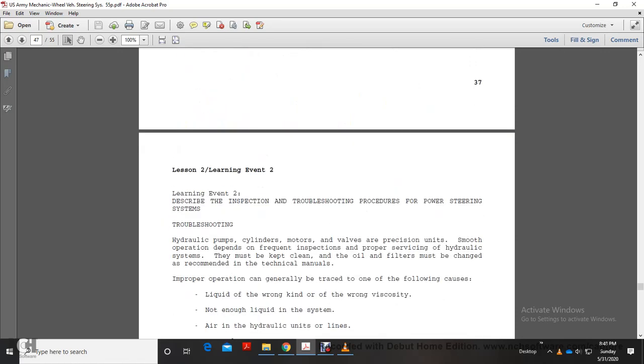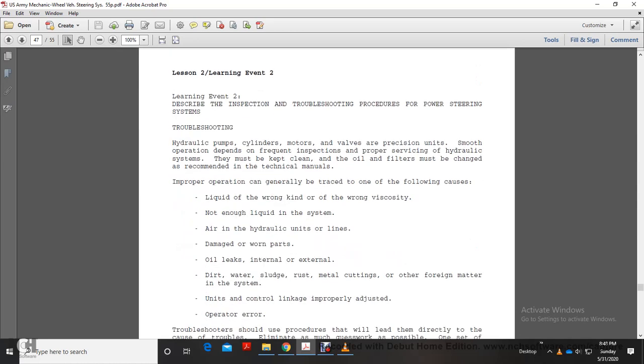Lesson 2: describe the inspection and troubleshooting procedure for the power steering system. Troubleshooting hydraulic pumps, cylinders, motors, and valves, which are precision units. Smooth operation depends on frequent inspection and proper servicing. The hydraulic system must be kept clean, and the oil filters must be changed as recommended.